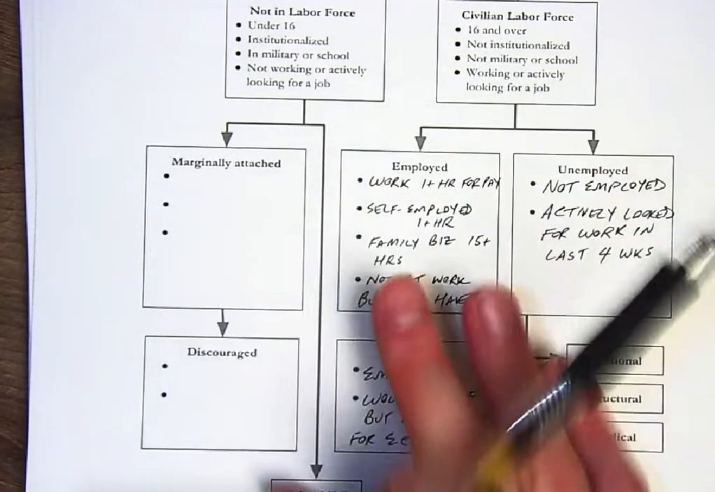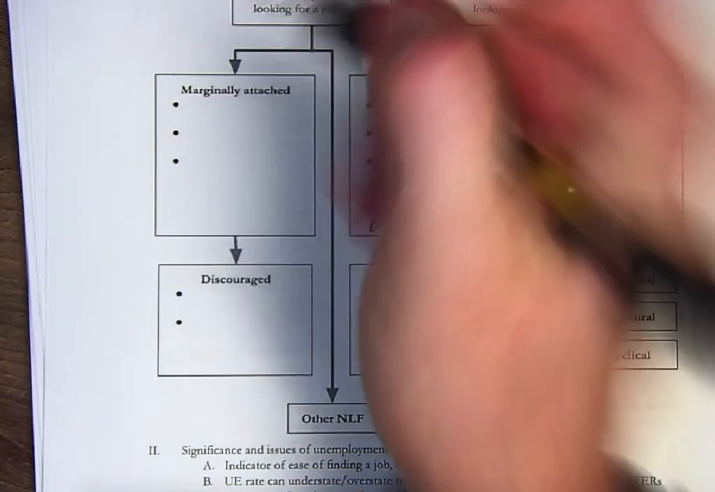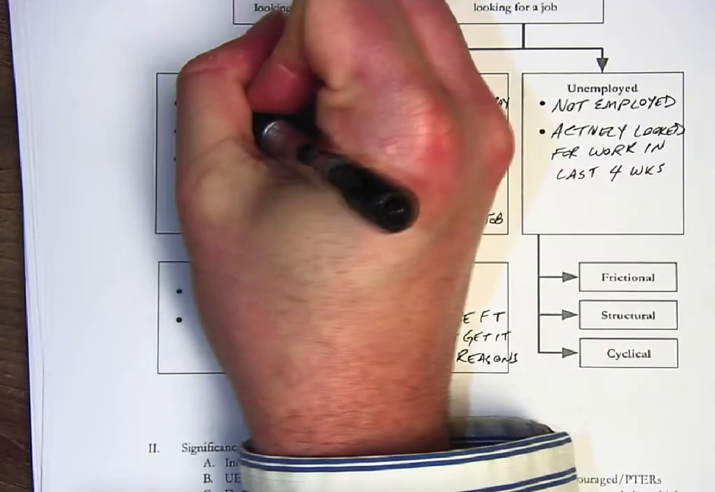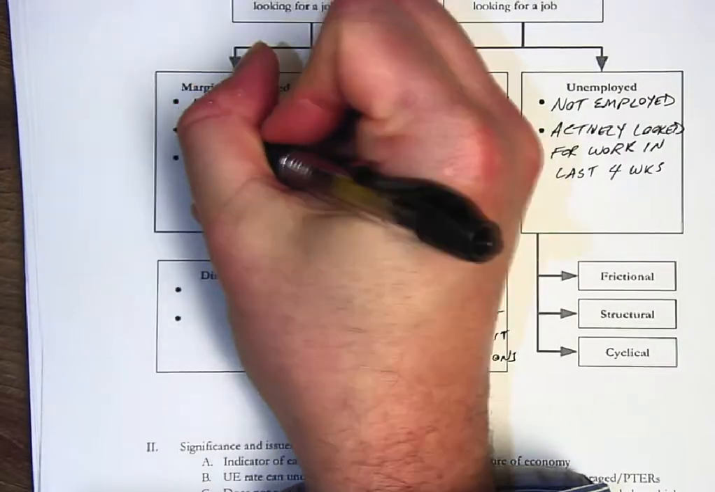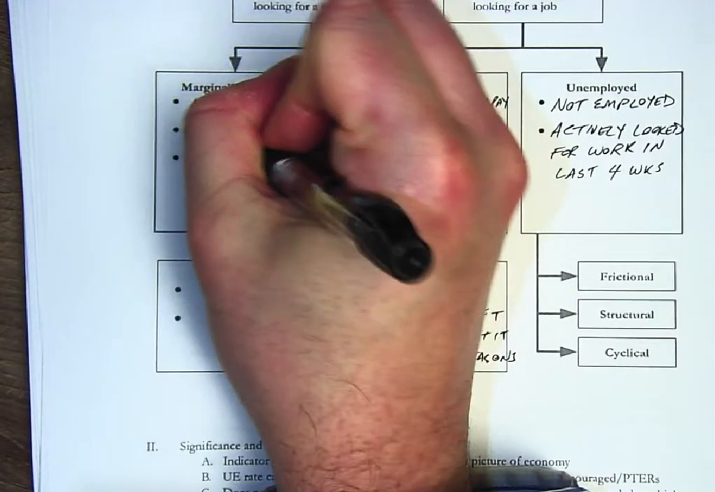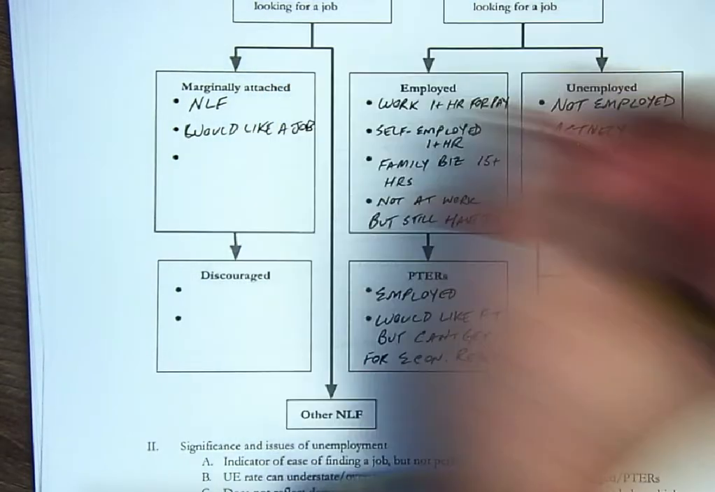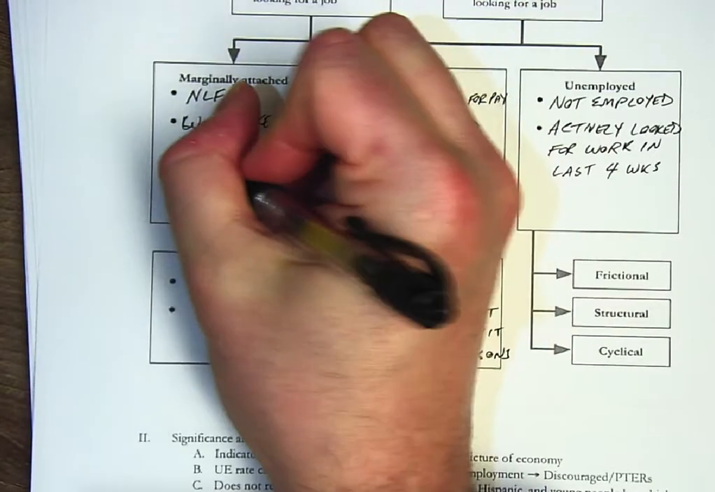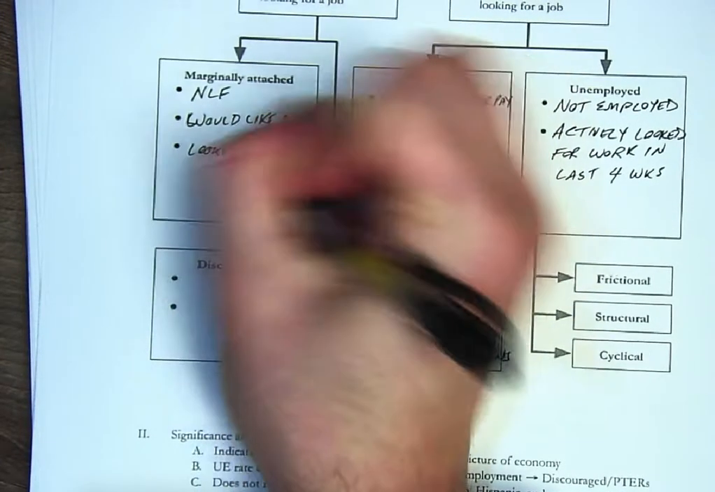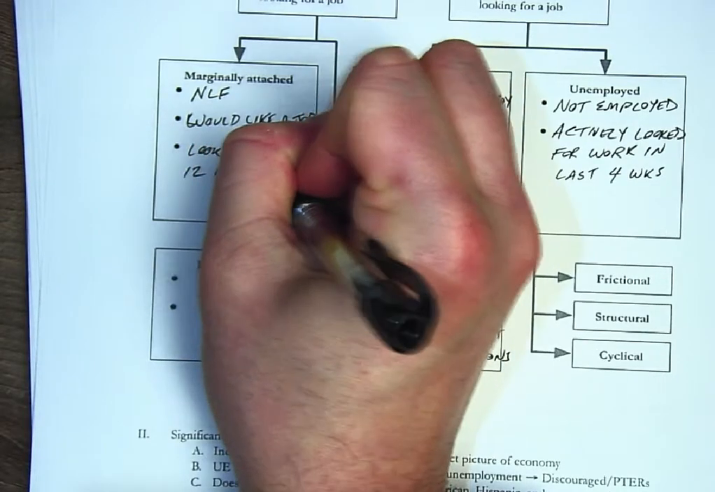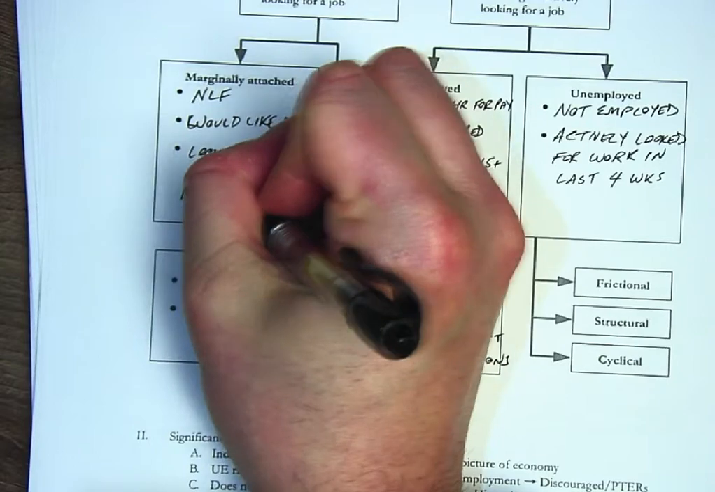Now, let's take a look at the not in the labor force group. There's three groups within this. First, there's the marginally attached. The first thing to know about them is they are not in the labor force. They would like a job. If you survey them, they'd say, oh yeah, I'd like a job. And they looked in the last 12 months, but not in the last 4 weeks.